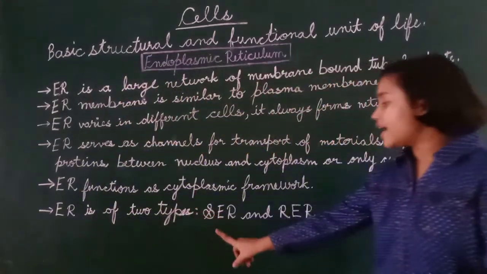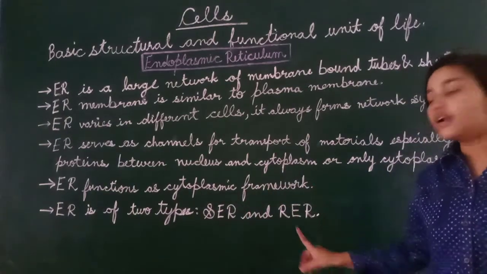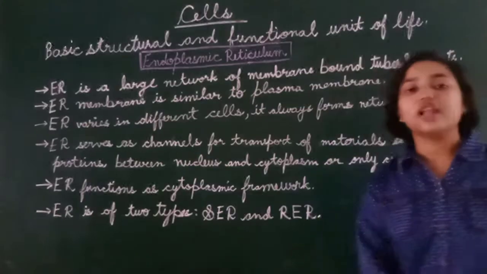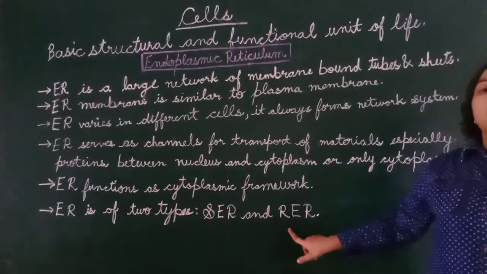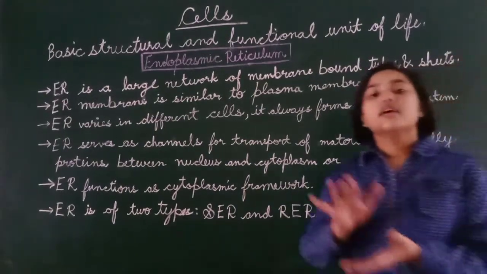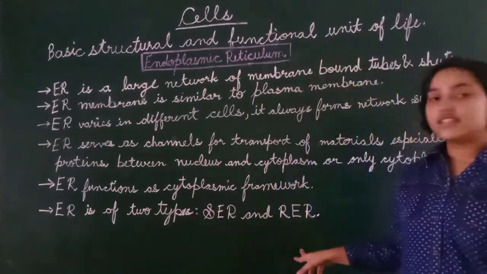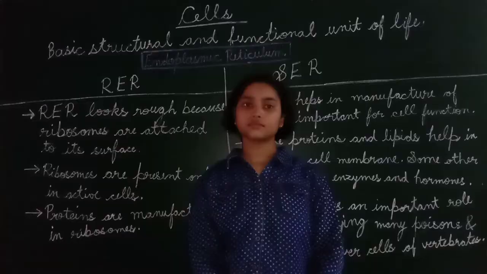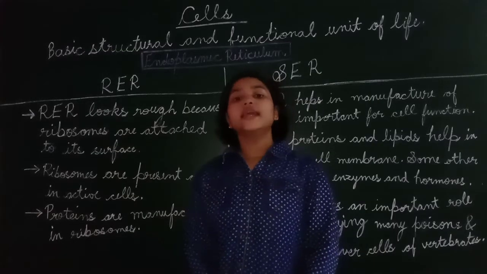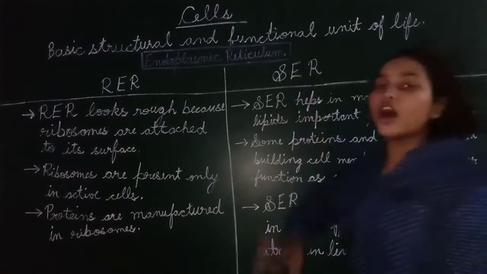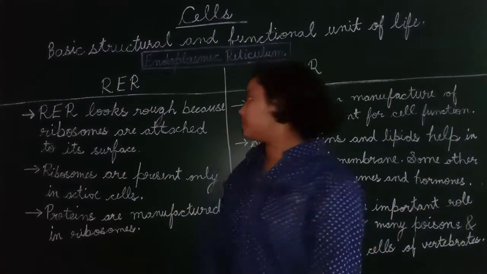ER is of two types, SER and RER. SER stands for smooth endoplasmic reticulum, whereas RER is represented by rough endoplasmic reticulum. Now we will discuss these two in detail. Here are the differences between RER and SER. Now we will look at each in detail.